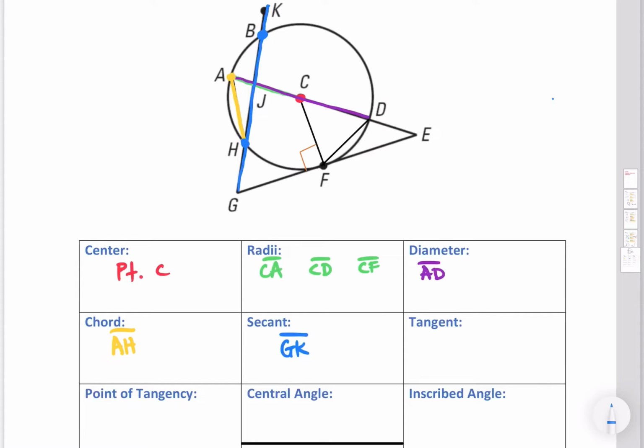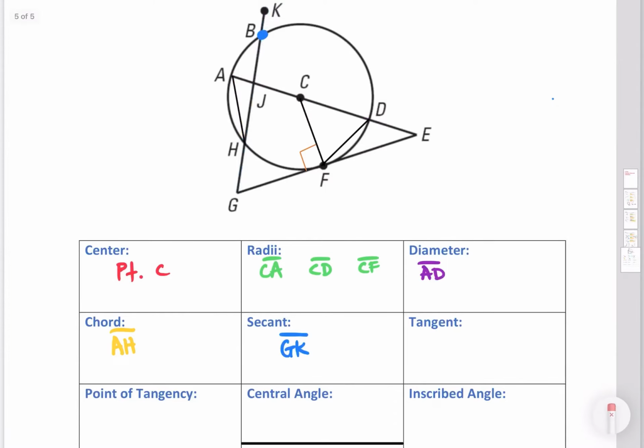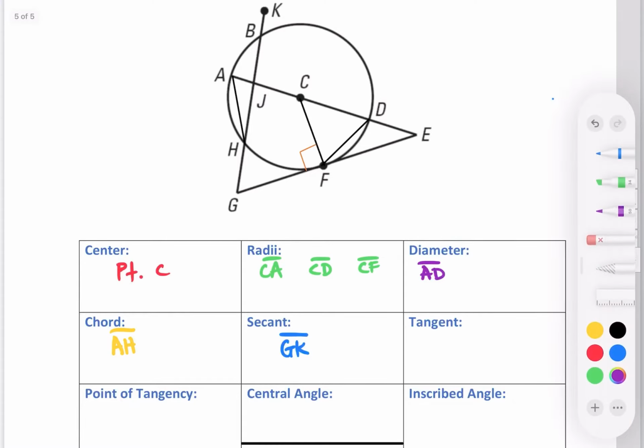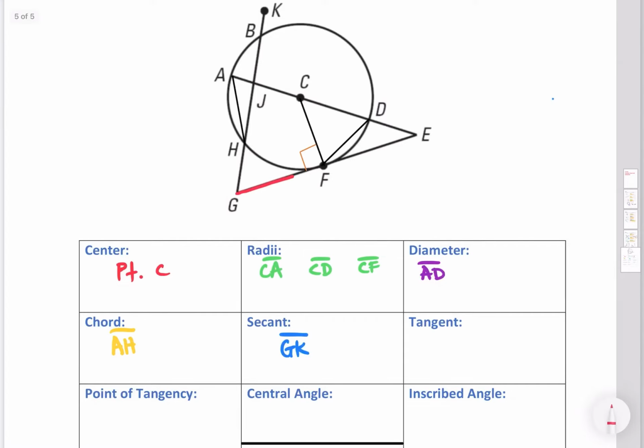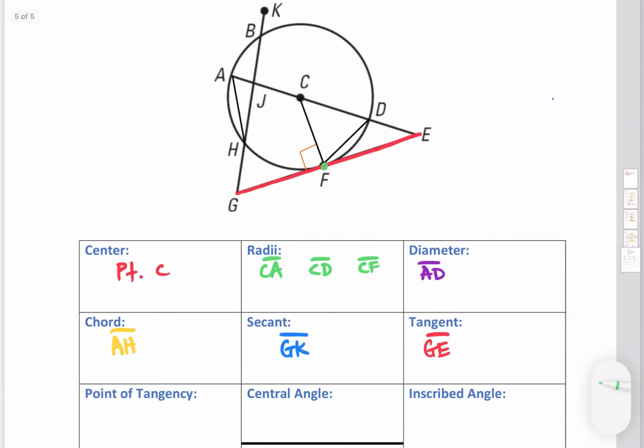Okay, I'm going to erase some of these annotations so that we don't get mixed up with some of these other examples. A tangent is a line where we have a point of tangency, basically meaning that it touches the circle at only one point. We can see that right over here with the line segment GE, or you could call it EG. The point of tangency in this particular case would be at point F. So point F would be our point of tangency.